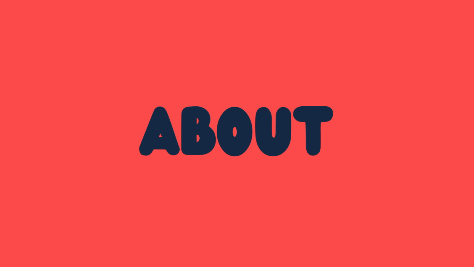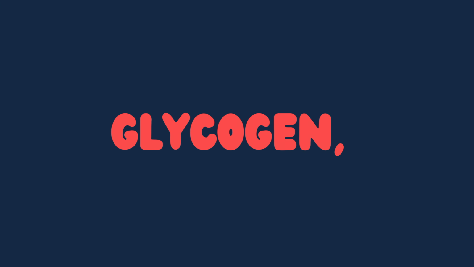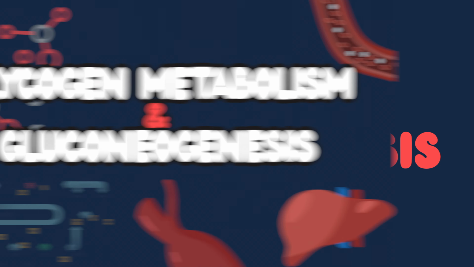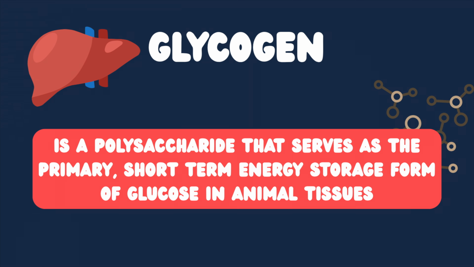Hey everyone, today we'll learn about glycogen, glycogen metabolism, and gluconeogenesis. So to start with the basics, we need to review glycogen. Glycogen is a polysaccharide that serves as the primary short-term energy storage form of glucose in animal tissues. So basically, glycogen is the mobilized storage form of glucose. And glycogen breakdown, which we will talk about in later slides, provides substrates that enter glycolysis.